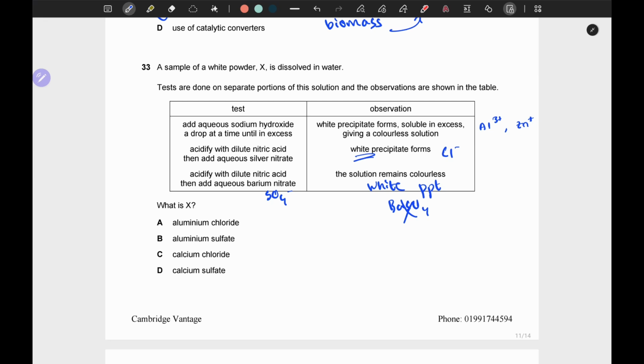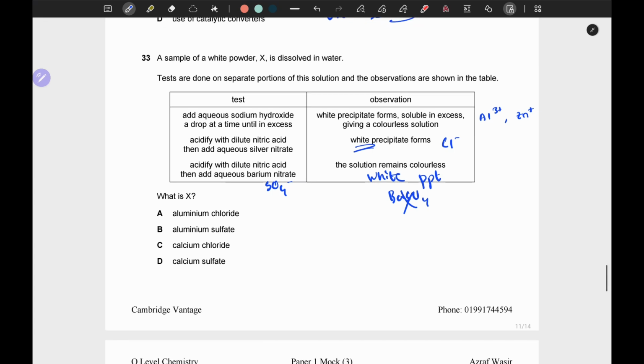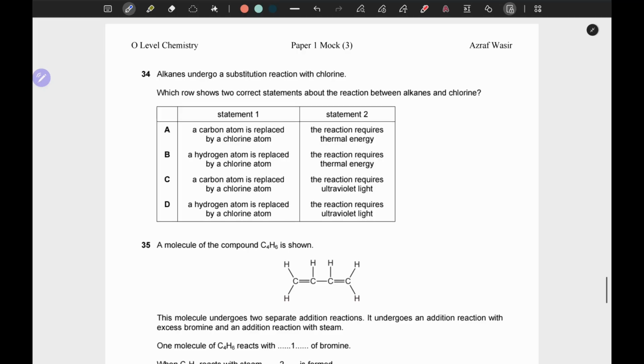So if you look at our options, what is X? Aluminum chloride. So it contains the required Al3 plus and the Cl minus. So the answer for 33 is A.